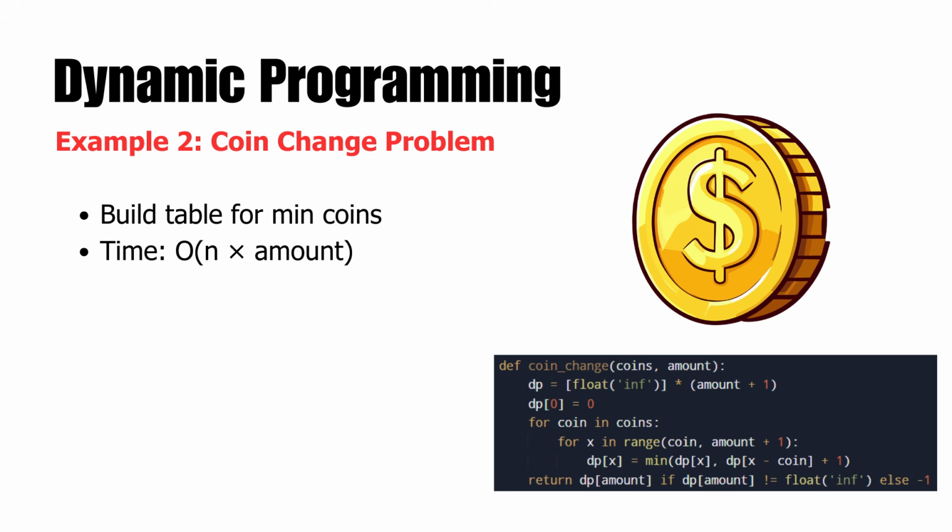Now let's tackle the coin change problem. Given coin denominations and a target amount, find the minimum number of coins needed to make that amount. Using tabulation, we create an array where each index represents the minimum coins needed for that value. We iterate through each coin denomination, updating our table based on previously computed values, building our answer from the ground up. This algorithm runs in O(n times amount) time, and demonstrates how solving small subproblems optimally leads to the overall optimal solution. It's a classic example of DP applied to optimization problems.